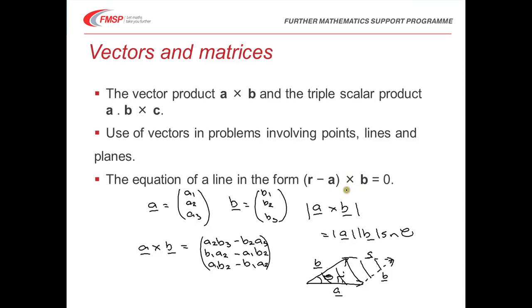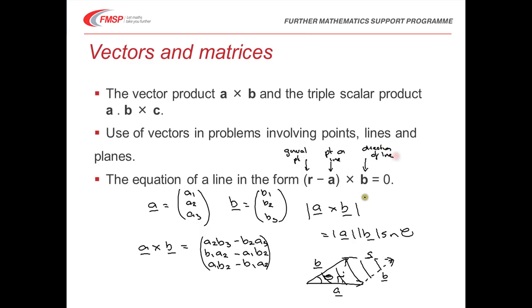You need to know this definition of a line, or this form of a line, using the vector product. So here R is your general point on the line, so let's just mark that as general point. That's its position vector. A is a point on the line, and that can be any point, and then B is the direction of the line, so it's a vector in the direction of the line.